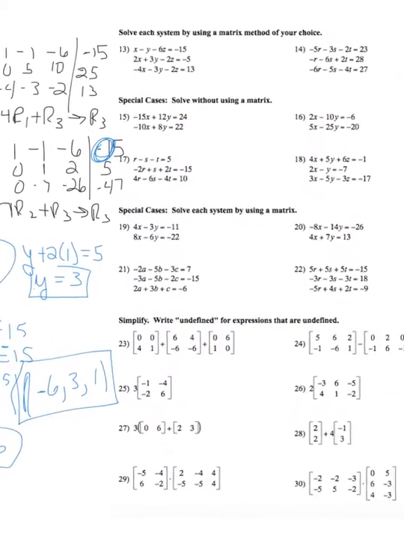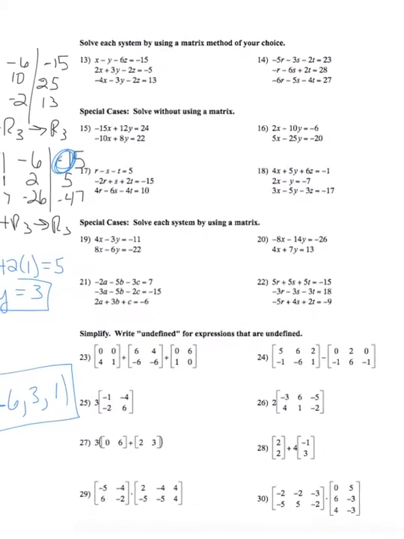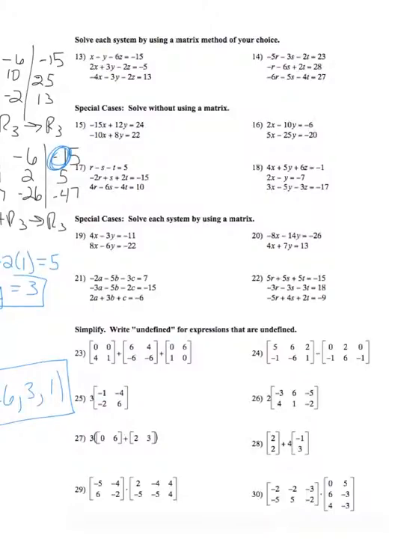Okay, let's go look at number 15. Special cases. So, of course, there's no solutions and there's all solutions sometimes on these, or there's infinite solutions. So let's take a look at number 15. Solve without a matrix. So no matrix here. So let's see what happens when we're not using a matrix and all of this stuff happens.